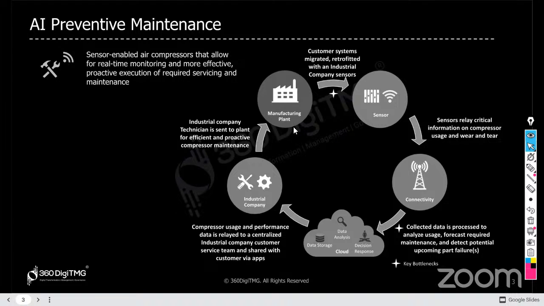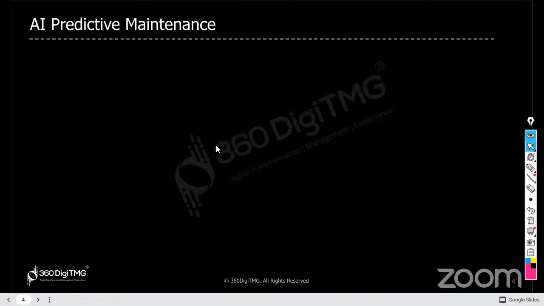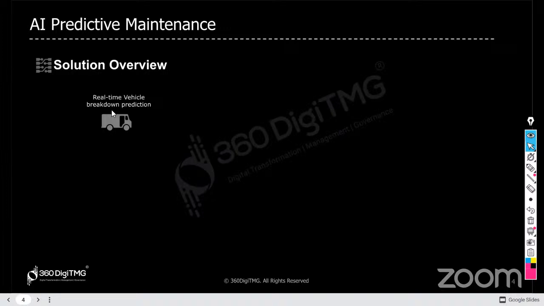So this is one example, a manufacturing plant in which you have IoT sensors, and the IoT sensors capture the data. Once you do that, you will process it and make the predictions. That is AI preventive maintenance. The next one is one more project, AI predictive maintenance, related to vehicle breakdown prediction.